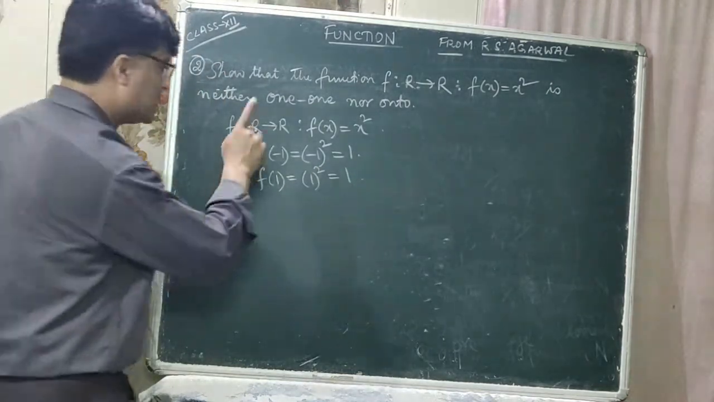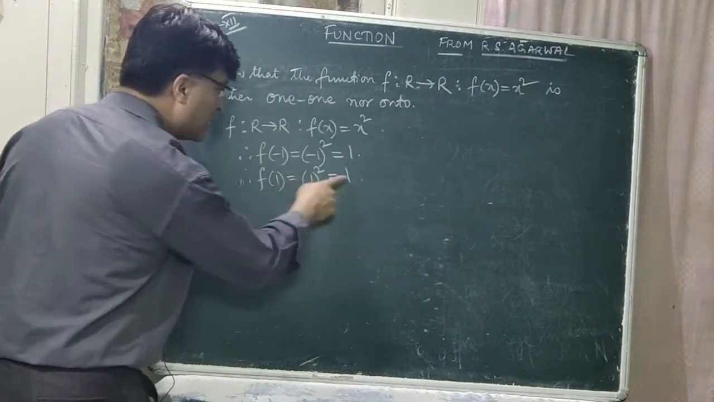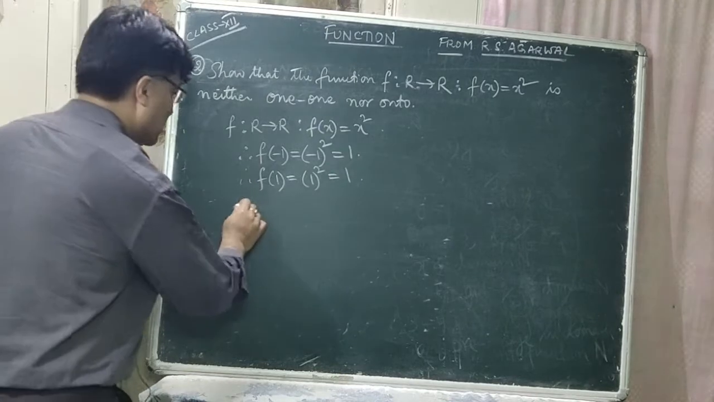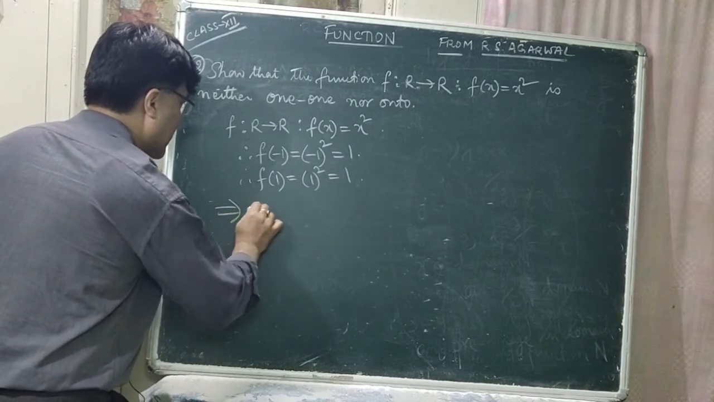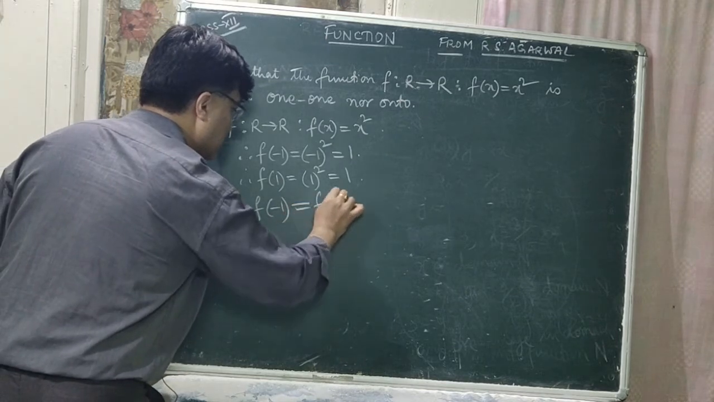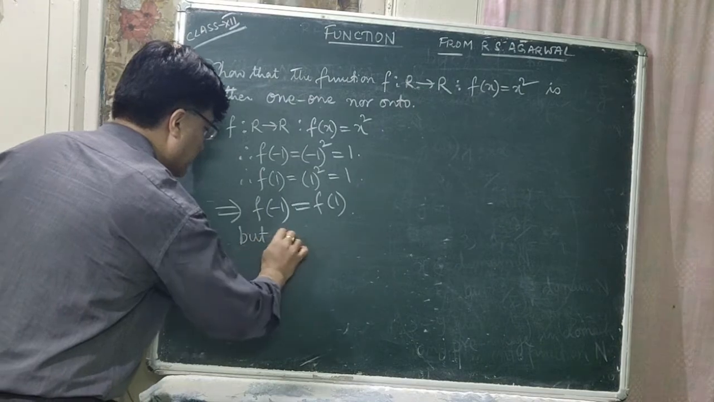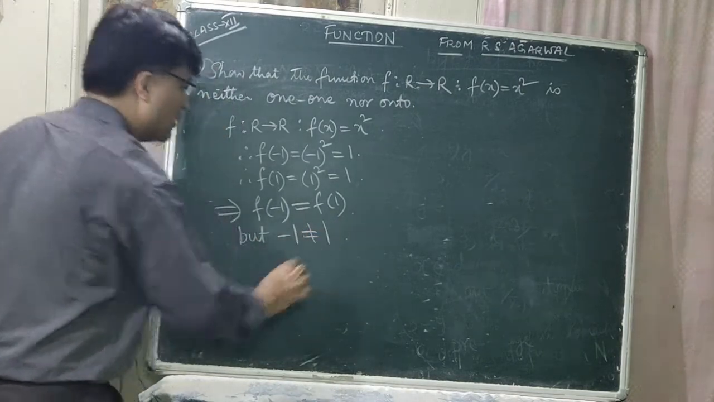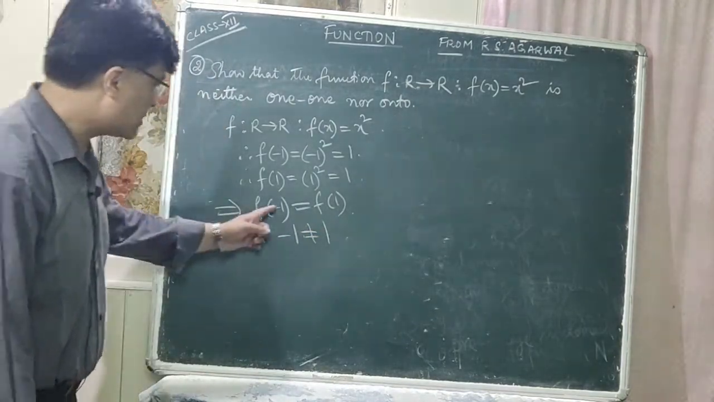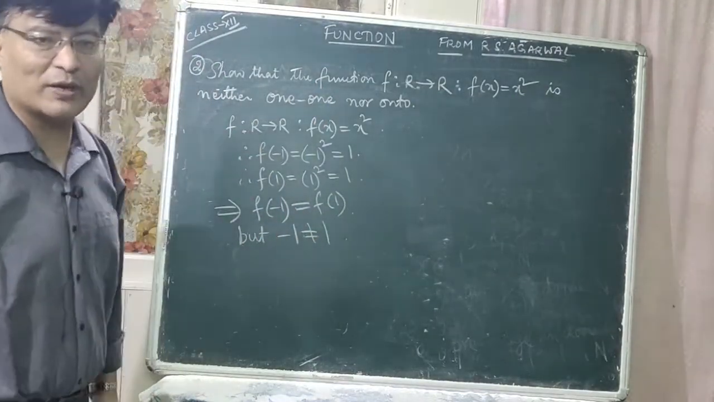So in this case, f of minus 1 is equal to 1, and f of 1 is equal to 1. These are equal, which implies that f of minus 1 is equal to f of 1 because both are 1. But minus 1 is not equal to 1. You know that, isn't it? That means it is not a 1-1 function.